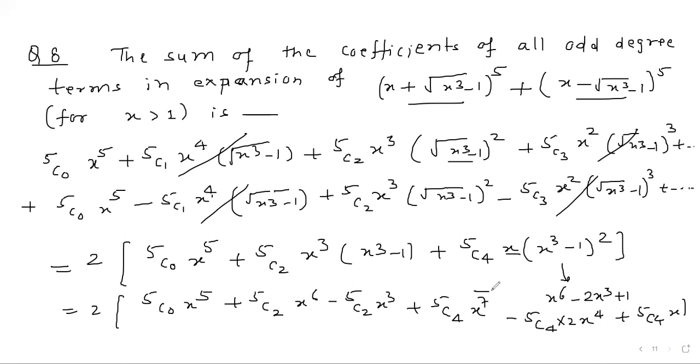Now, the sum of coefficients of odd degree terms. So here, this is an odd degree term, and this is also an odd degree term. This is odd degree, this is odd degree, x power 7, and here this is odd degree. So it will be twice of 5C0 minus 5C2 plus 5C4 plus 5C4.